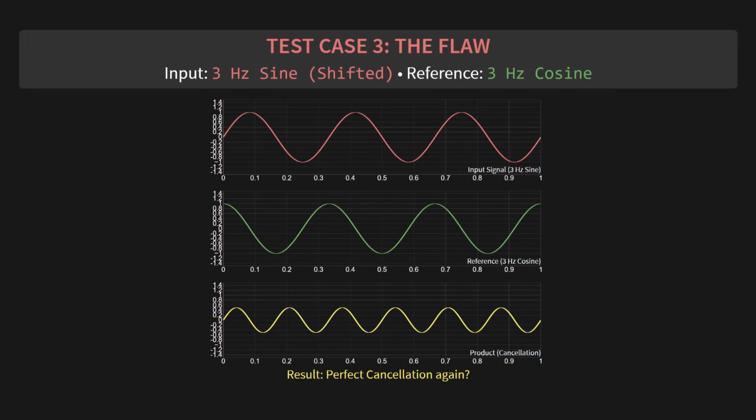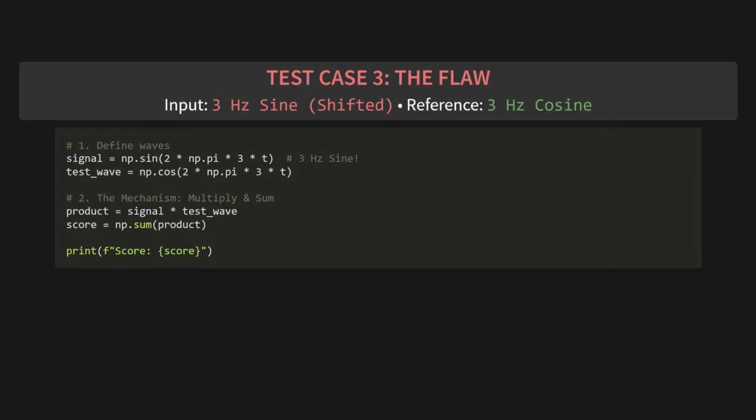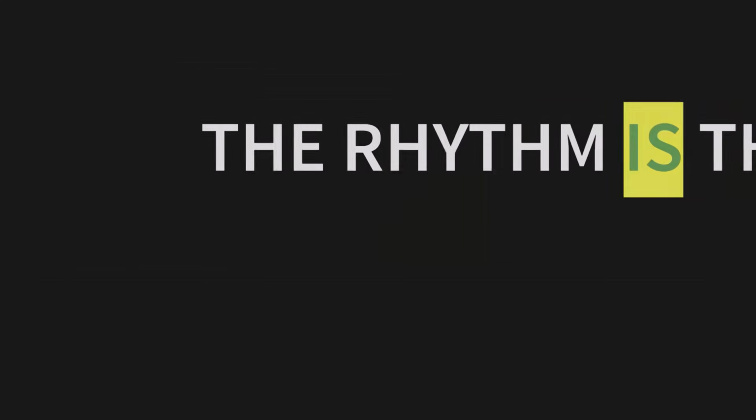Let's give it a signal that has the right frequency, 3 Hz, but is shifted in time. Instead of a cosine wave which starts at its peak, we'll feed it a sine wave which starts at 0. Our reference is still our standard 3 Hz cosine. So what happens now? The result is perfect cancellation, again. Here's the final fatal test. You can see in the code, the signal is now a numpy.sine wave at 3 Hz. We run the same process, and the score is 0.